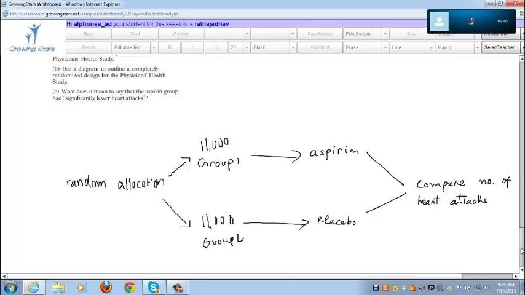And then see what it means to say that the aspirin group had significantly fewer heart attacks. It means that the smaller number of heart attacks that we found in the aspirin group was not caused by chance. That's what we mean by significantly fewer heart attacks.